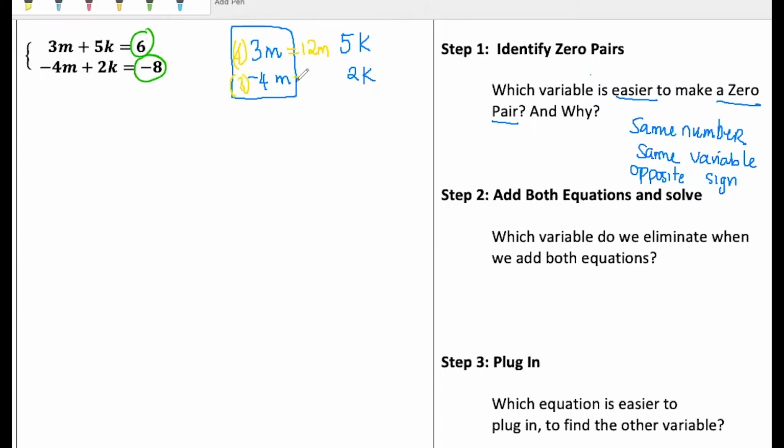It's going to give me negative 12m. And we get what we need. Opposite side. There you go. Same number. Ding. And then we also have the same variable. Ding, ding, ding. So here we go. We have those three, which is what we're looking for.